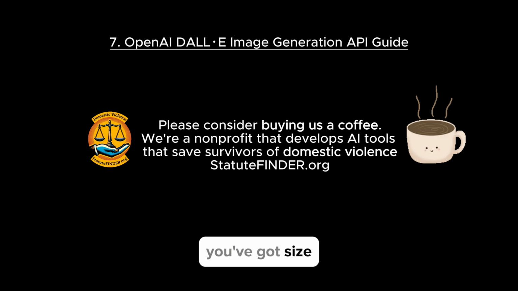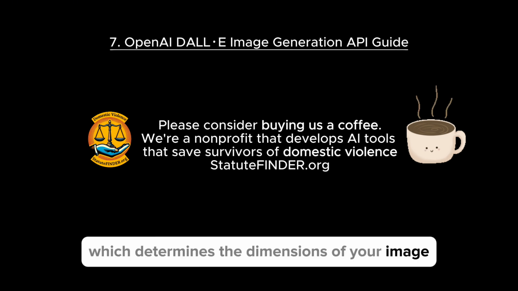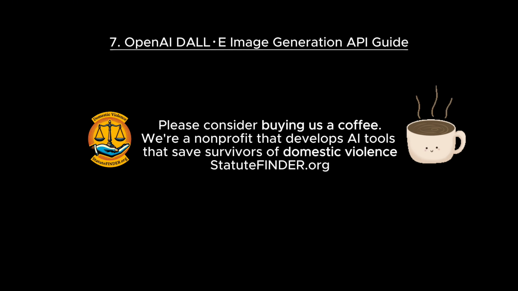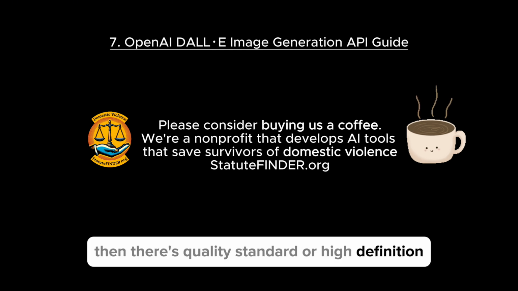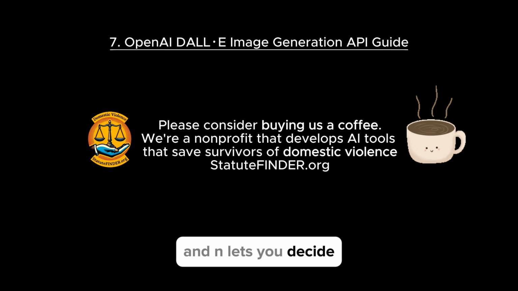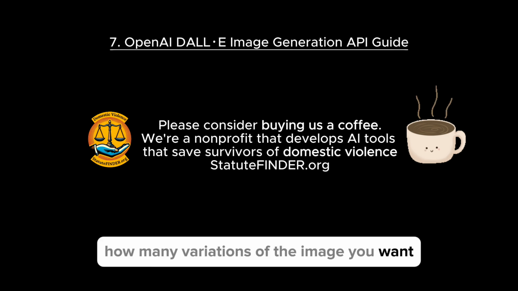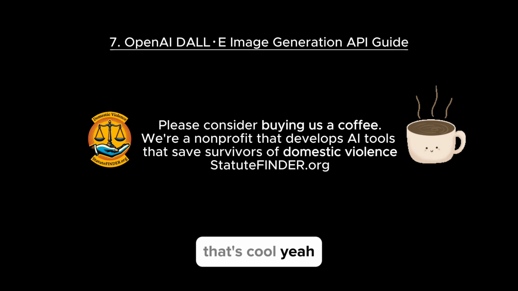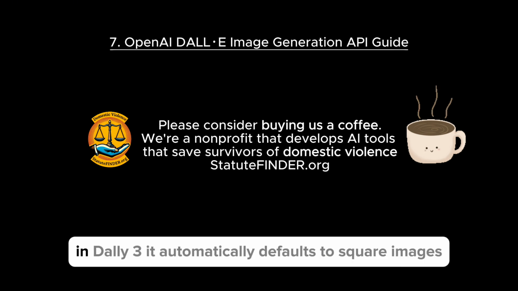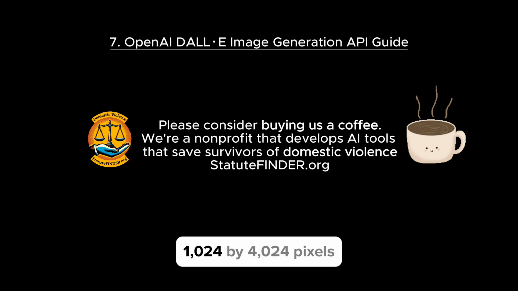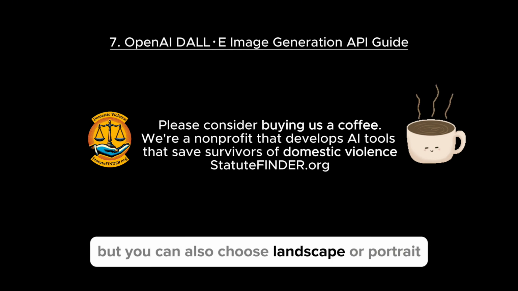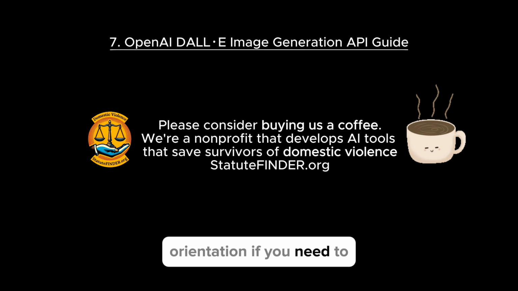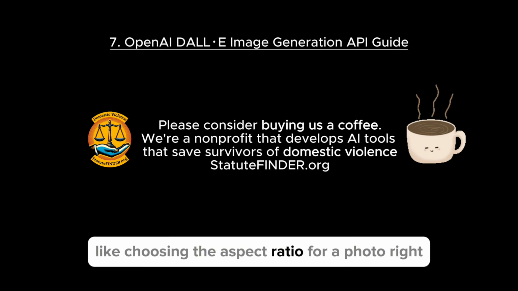You've got size, which determines the dimensions of your image, like choosing the canvas size. Then there's quality, standard or high definition. And N lets you decide how many variations of the image you want in one go. Wait, so I can get multiple versions with one request? That's cool. Yeah. And here's a fun fact about size in DALL-E 3. It automatically defaults to square images, 1024 by 1024 pixels. But you can also choose landscape or portrait orientation if you need to. Like choosing the aspect ratio for a photo, right?